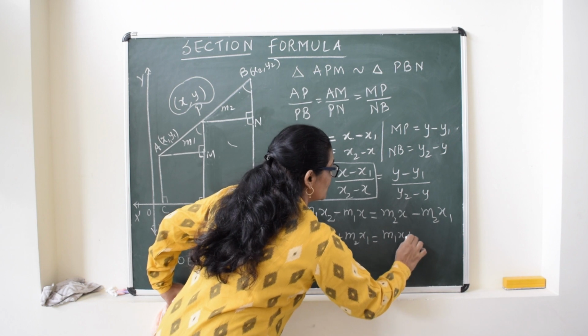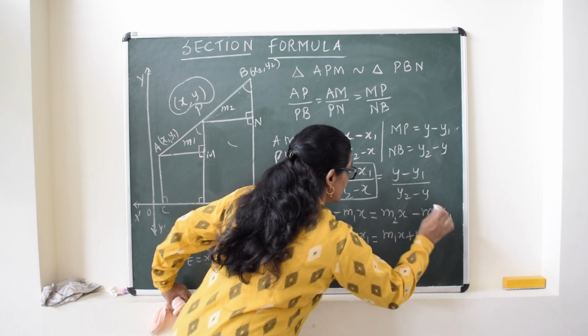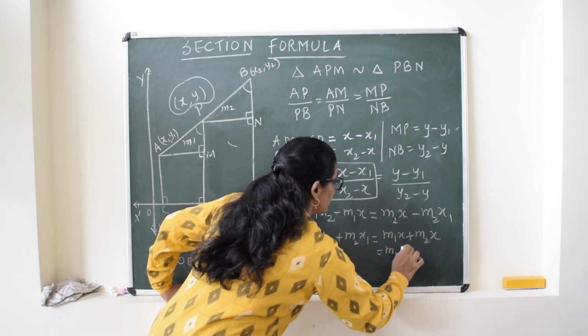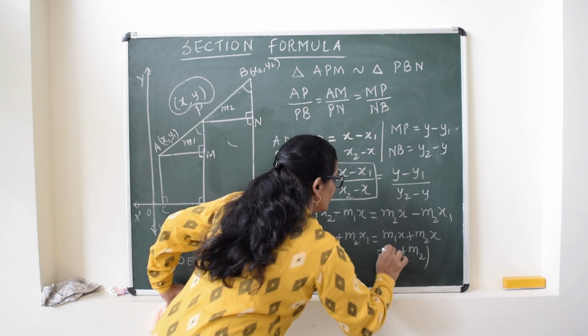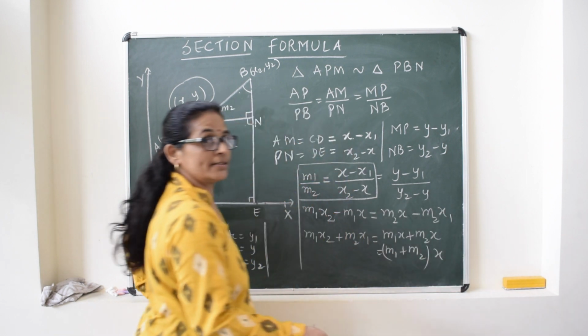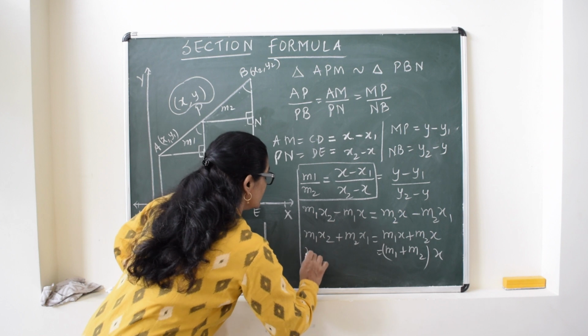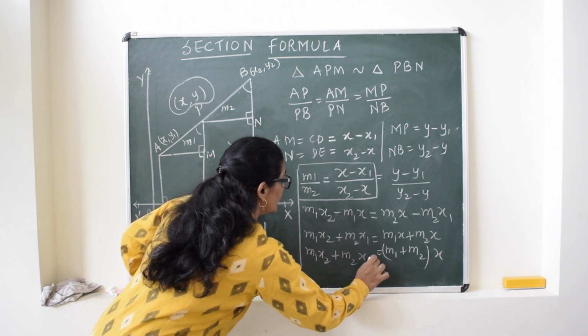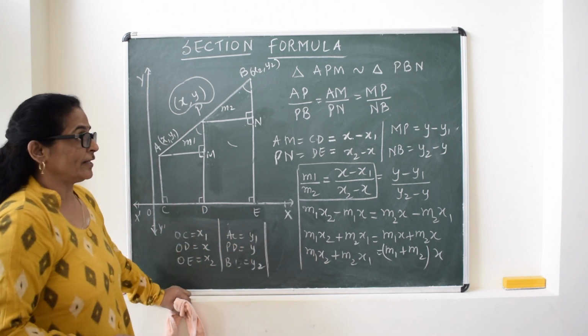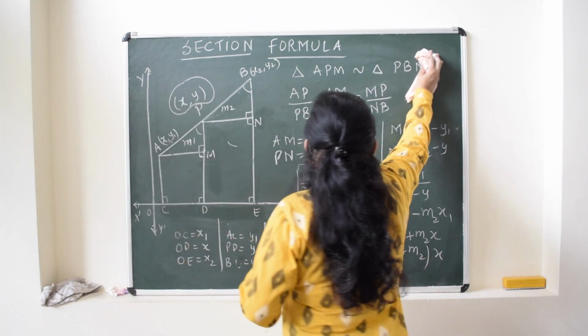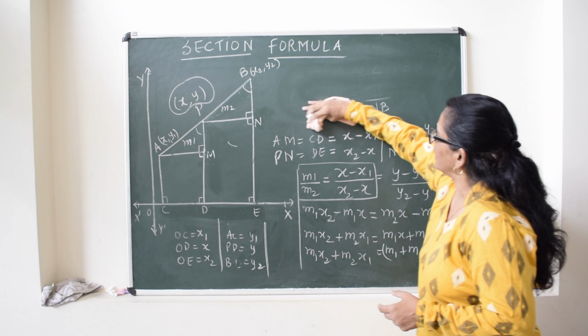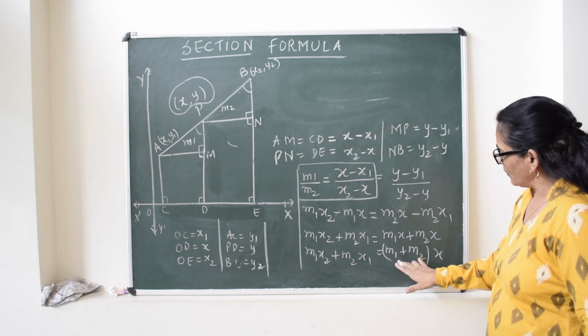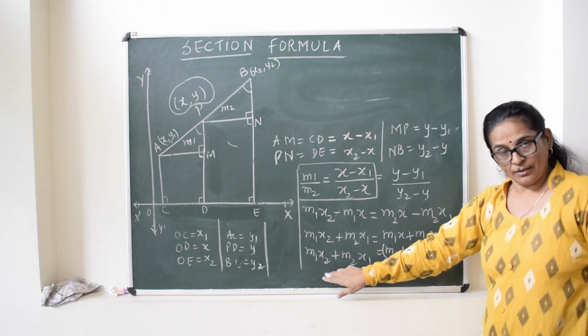So m1x plus m2x, which will further give us m1 plus m2 times x because x is common, is equal to m1x2 plus m2x1. We have to find out the value of x. So x we will keep on one side, and m1 plus m2 we will transpose to the other side.